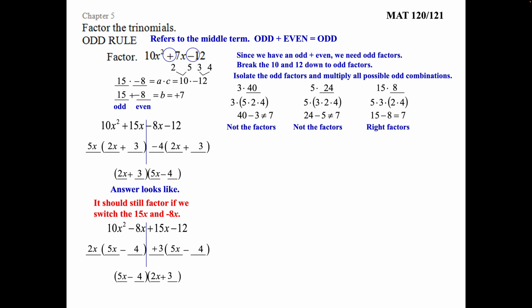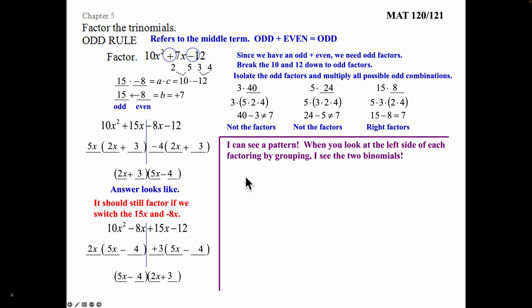This is going to be kind of weird. I see a pattern here. I want my answer 2x plus 3 and 5x minus 4. Do you notice that right here? These two terms, I took out the GCF. There's one of my answers. And down here, I take the 10x squared and I matched it up with the minus 8x, took out its GCF. There's my answer. So I'm thinking, what if we just focused our attention on the left-hand side, right here, because I want those answers.